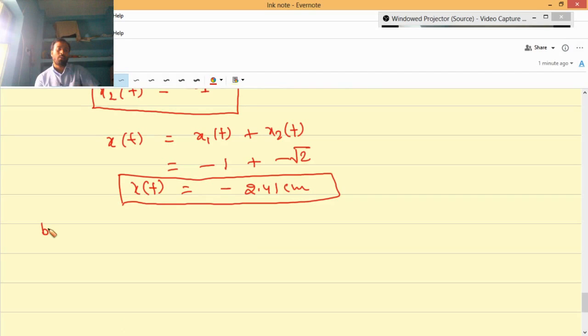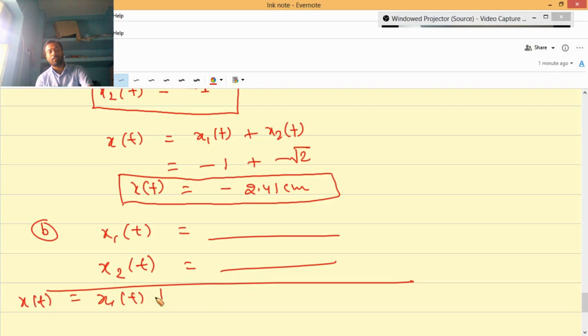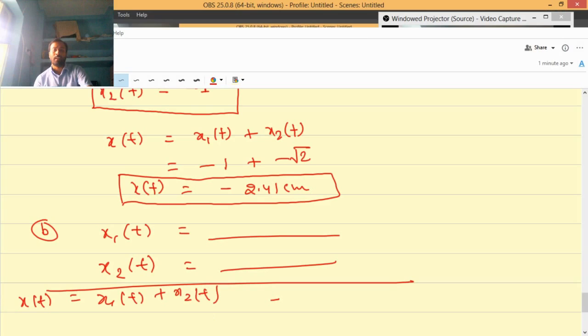In this way you can solve for part B. Nothing is there, you just have to substitute the value of time and evaluate x1(t). Similarly, substitute the value of time there and evaluate x2(t), and after that add these two values. So x(t) again will be x1(t) plus x2(t). In this way you can evaluate part B. I hope you will do it, and in this way I will consider that we have finished the 57th problem.